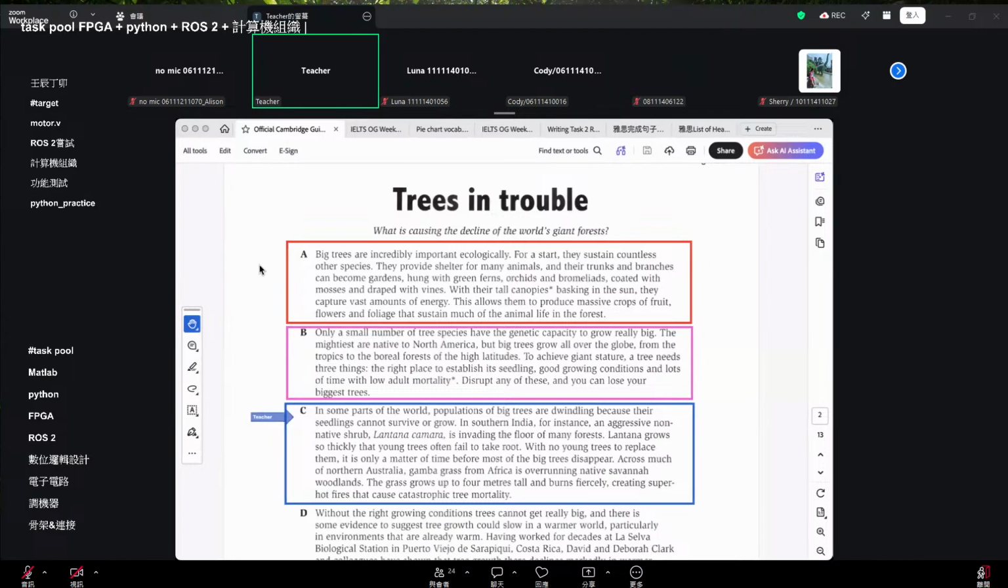Now, if we start from here, the subtitle provides us critical information. They say, what is causing the decline of the world's giant forests? So we're thinking about going into the woods and discovering the real answers, why those tall trees disappear. First part. Usually when we do these kinds of questions, we have certain things to propose. Go through it quick and fast.